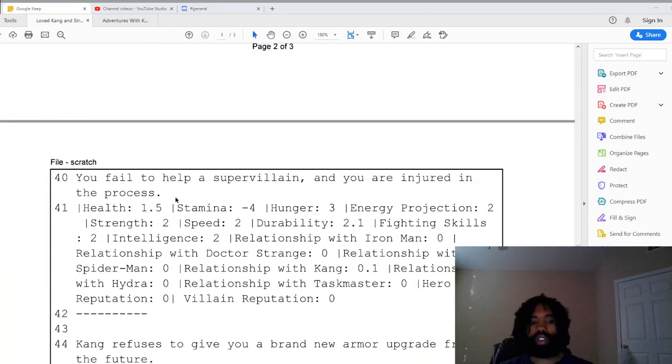Then the next thing they try to do, they come to a decision on what they really want to do during the next loop, and they try to help a supervillain, but they're injured in the process. So now they've taken some damage, their stamina is really low, their hunger is building up, and this AI has made the choice to try and become a villain. So they've gone from interacting with heroes and villains alike, just casually, to taking a step into villainous territory. But they fail to actually help a supervillain and they are injured.